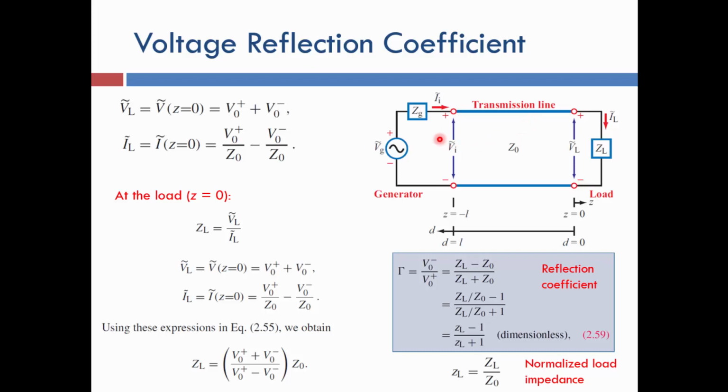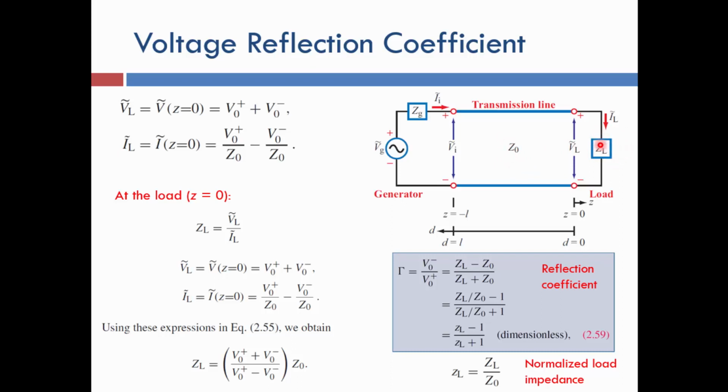So maybe all the power which is propagated will not be delivered to the load, and all the power will be reflected, so nothing will be received by the load. All the power will be reflected from the load to the generator along the transmission line. Or sometimes part of the power will be delivered to the load, and the other part will be reflected because of the mismatch between the characteristic impedance and the load impedance.